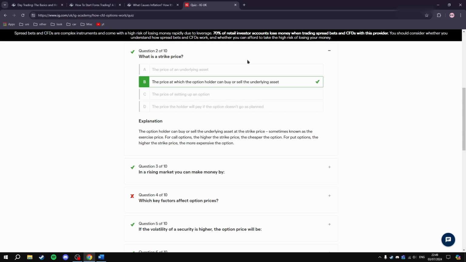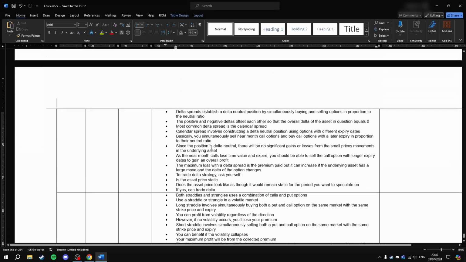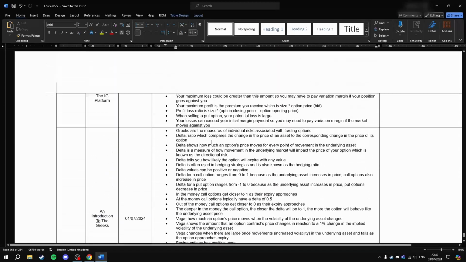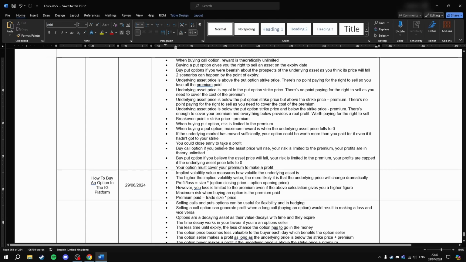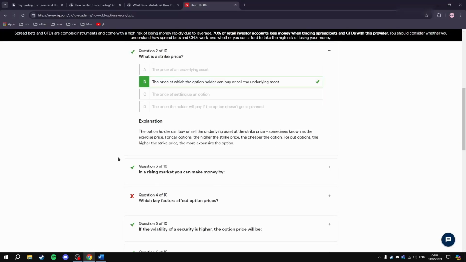For call options, the higher the strike price, the cheaper the option, because I keep forgetting why. Yeah, call option is right. So for call options, the higher the strike price, the cheaper the option, because it's less likely to reach that strike price.